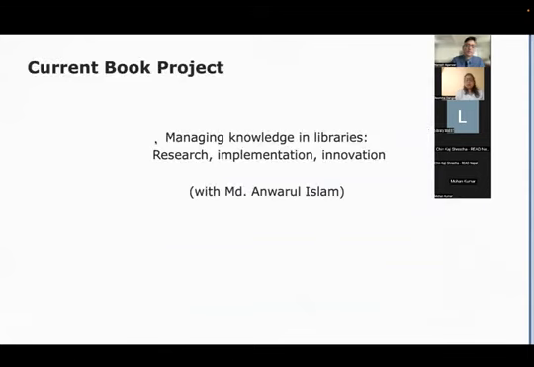And currently I'm working on a book with Anwarul Islam of Bangladesh on managing knowledge in libraries, and research implementation and innovation. This is my sabbatical project. I'll be on sabbatical from July to December 2023 from my university, so I'll be working on this book during that period with Anwar. It's a book project with Routledge.